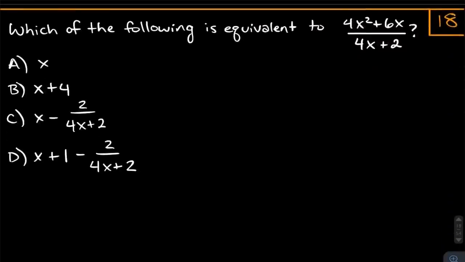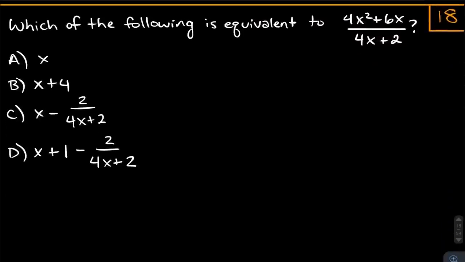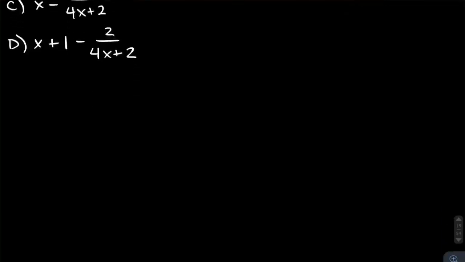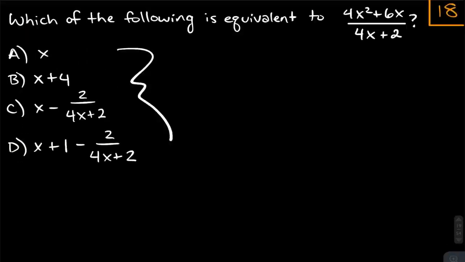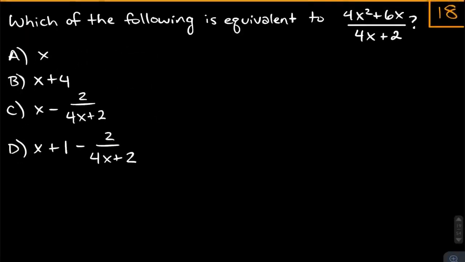Problem 18. I didn't type this one up. Which of the following is equivalent to 4x squared plus 6x all over 4x plus 2? And here we're given a range of options. Here's the thing: you see answers like C and D, and it looks like this thing would have had to be long divided just so you could get those two answers.